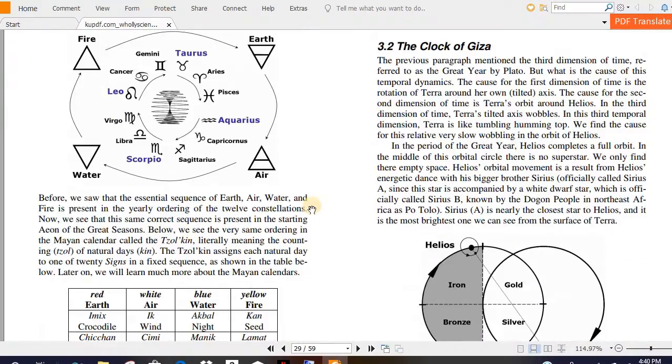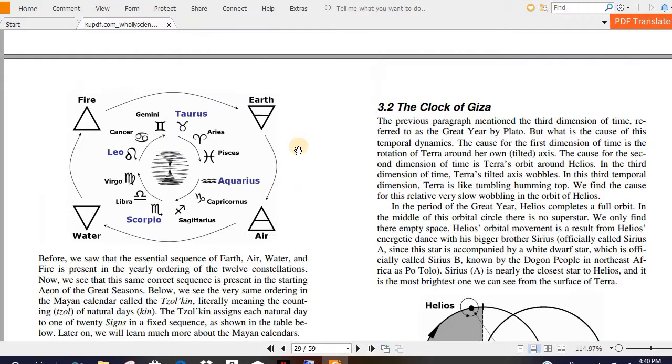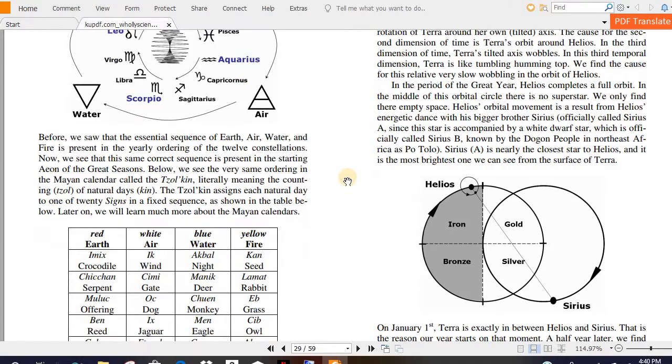It's amazing how all of this is just like clockwork. Tell me there's not a God or intelligent designer. You look at this and tell me it happened by happenstance. Before, we saw that the essential sequence of earth, air, water, and fire is present in the yearly ordering of the 12 constellations. Now we see that this same correct sequence is present in the starting eon of the great seasons. Below, we see the very same ordering in the Mayan calendar called the Tzolkin.